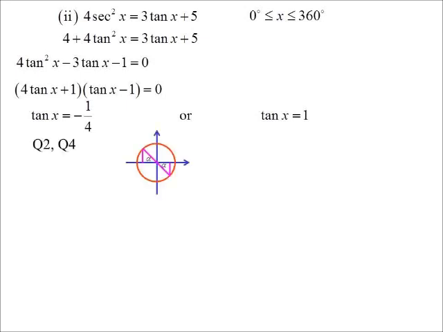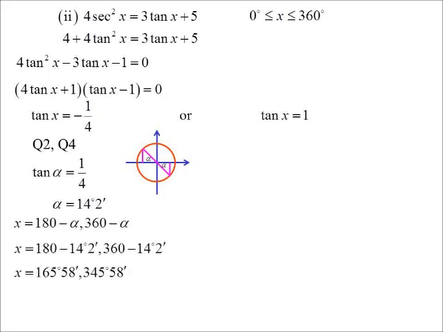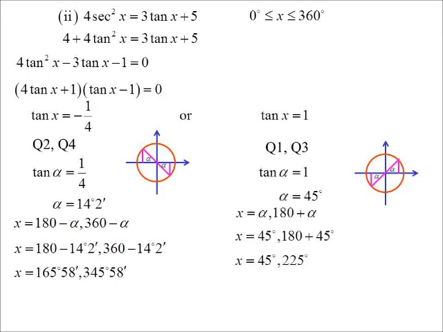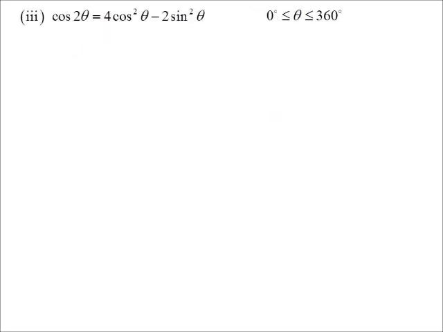And solving the first one, second and fourth quadrants, acute angle, not an exact value, rounding off 14 degrees 2 minutes. And we have 180 minus the acute, 360 minus the acute. Tan x equals 1 is one of our exact values. We're in the first quadrant and the third quadrant. So we have 45, and in the third quadrant, 180 plus 45. Pulling that all together, we get our 4 answers. But now we have new trig identities that we can use.